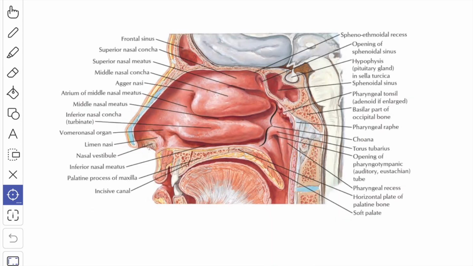So in this picture, you can see this is the inferior meatus, which is the space under cover of the inferior concha, which receives the opening of the nasolacrimal duct in its anterior part. The inferior meatus is continuous in front with the lateral wall of the vestibule of the nose. So this is the vestibule.